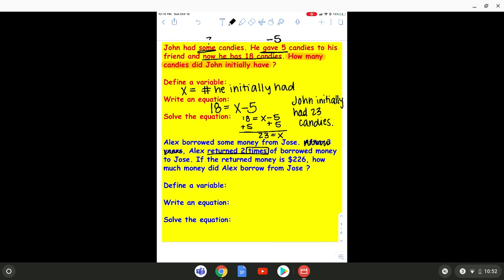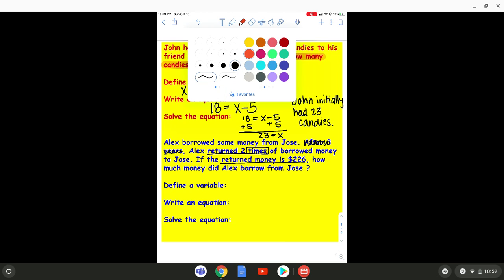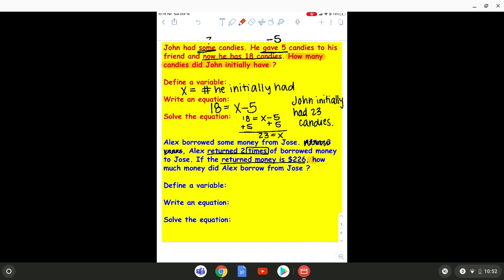And I know that ultimately, at the end of everything, he returned $226. So I know that at the end of my equation, it's going to be equal to 226. And remember, I'm going to highlight right here: how much money did he borrow from Jose? That's what I don't know. So when I go to define my variable, x is going to be equal to the amount of money borrowed.